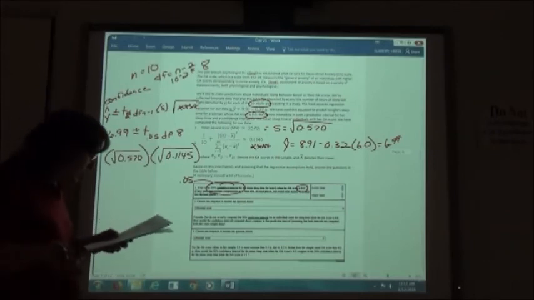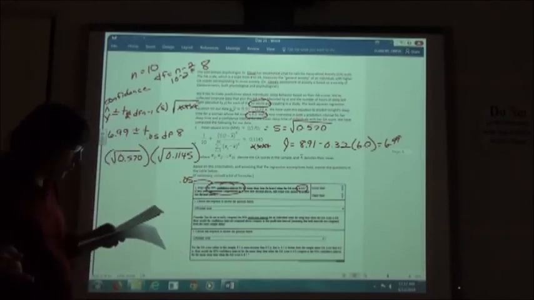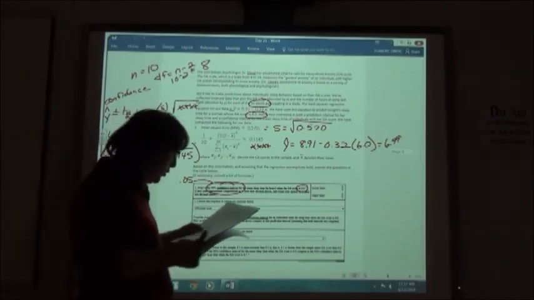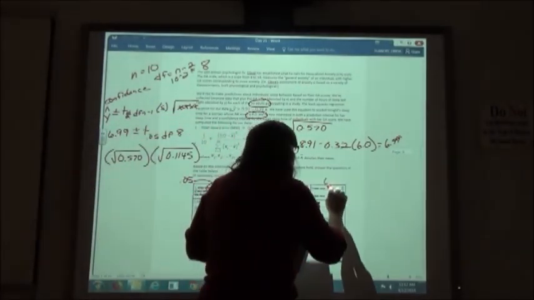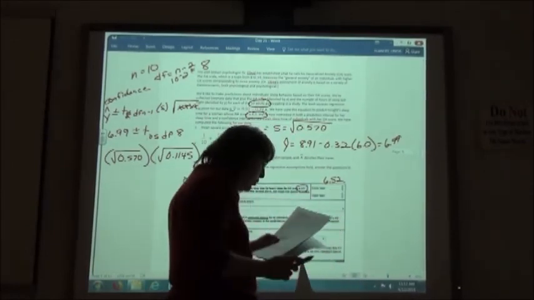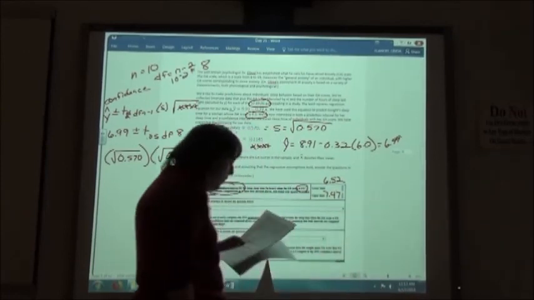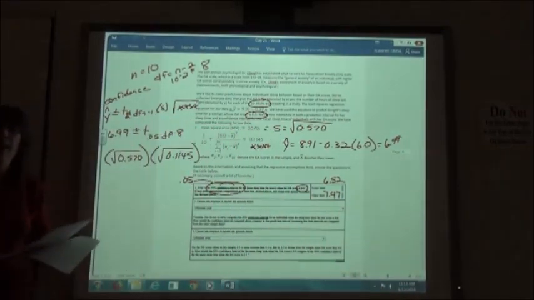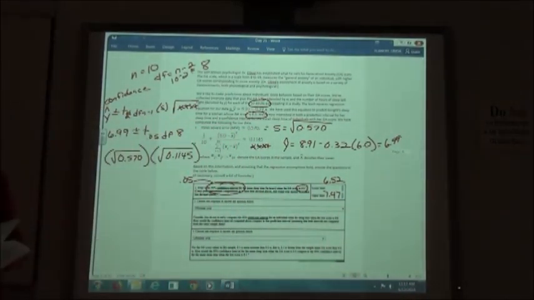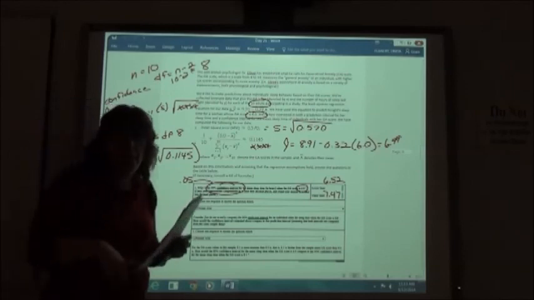So rounding your answers off to, this one says 2 decimal places, you should be close to 6.52 for your lower limit and 7.47 for your upper limit. Again, it may be slightly different depending on rounding. So if you got something that's very close to that, it's still going to be okay. It's going to count it correct.